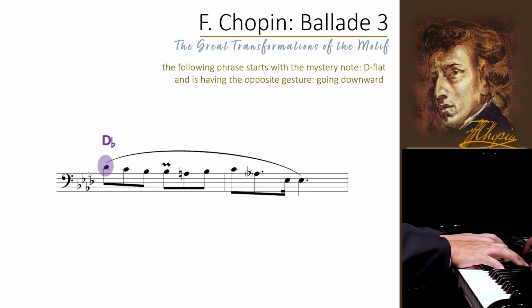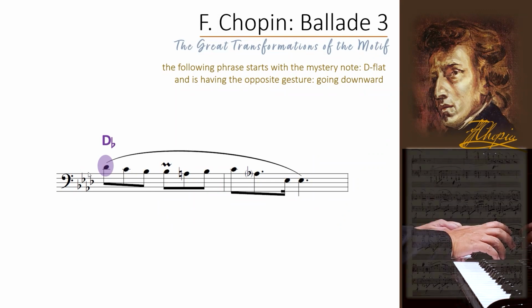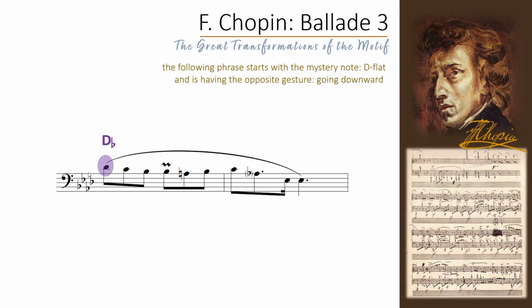And now, the following segment of the melody reveals the secret note. It is a D flat. The way we play this D flat will be different when we have learned its history. This following phrase, starting with D flat, has the opposite gesture, going downward, and it is important to be able to portray the outline, especially when the music is not in a straight line.